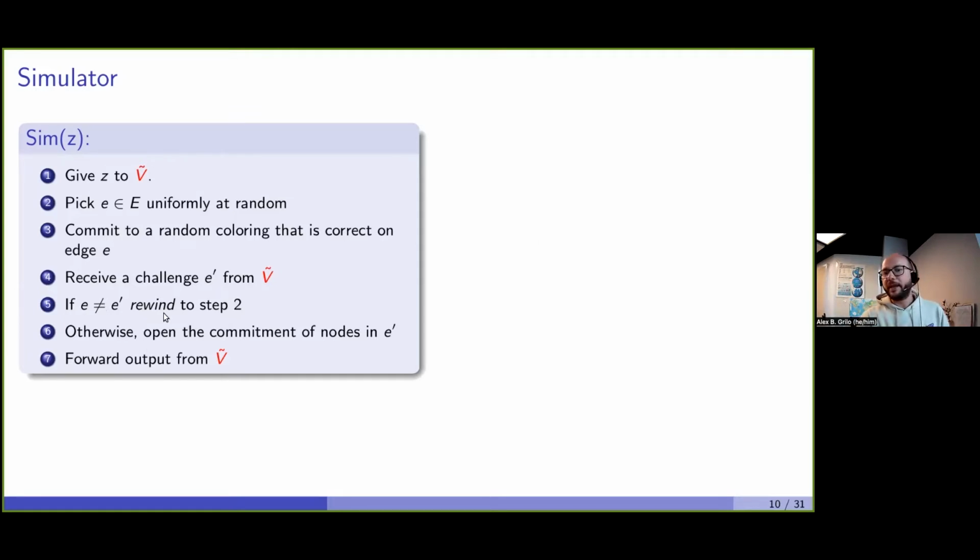But what we can do here is just rewind to step 2. We made a guess and the guess was not correct, so we go back and try to guess again. You pick an edge uniformly at random again, commit to a new coloring that is correct on that edge, and repeat like this until the two edges are the same, so the guess is correct. Whenever the guess is correct, you just open the commitment and give the output to the verifier.